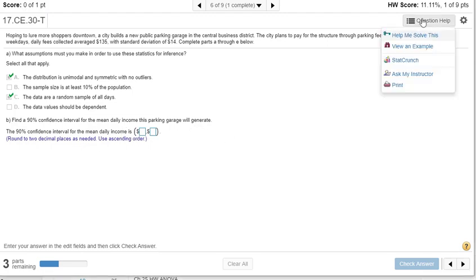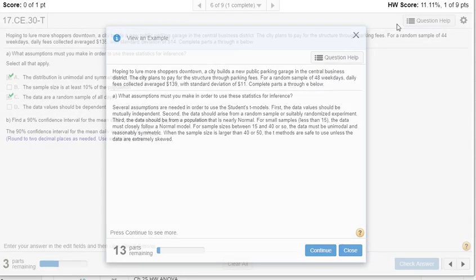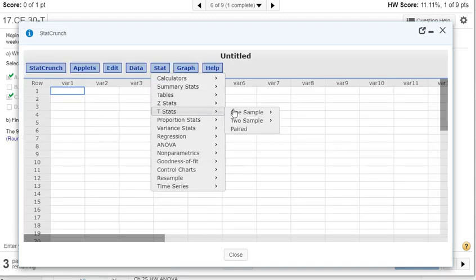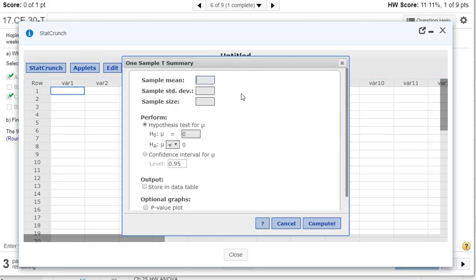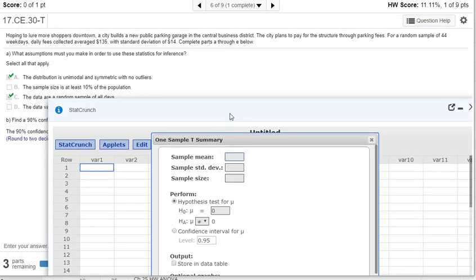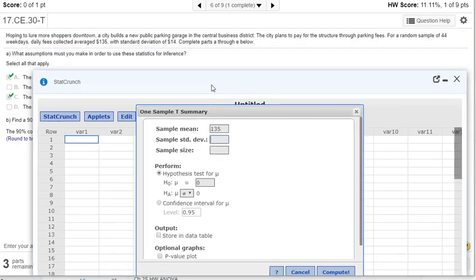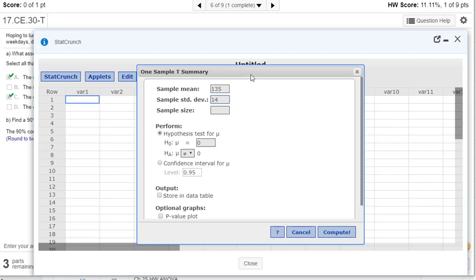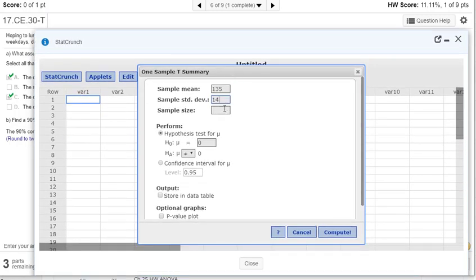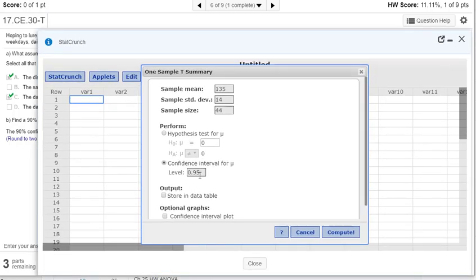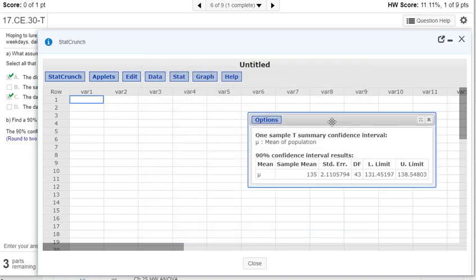I'm going to use StatCrunch. So I'm going to go to Stat, T Stats, One Sample with Summary. So we have the mean of 135. Standard deviation is 14. And the sample size is 44. Confidence interval, and it says to use 90%. And compute. So there is our interval.